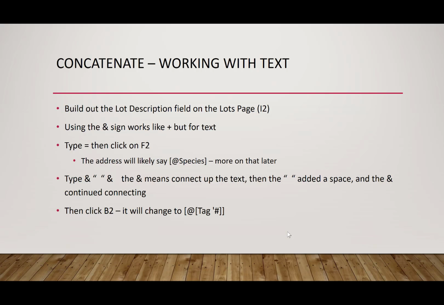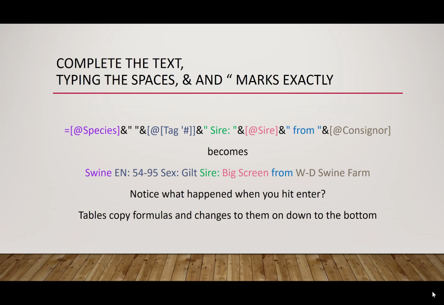Much like when we did a mail merge in Word, how you had to add the punctuation in and the spaces there and then between the city and the name, same thing here. Then we're going to click on B2, Bravo 2, and you'll notice that it also changes to another one of those structured references showing the tag number. So we're going to complete this one out now, creating the entire entry for the description on the lot areas.